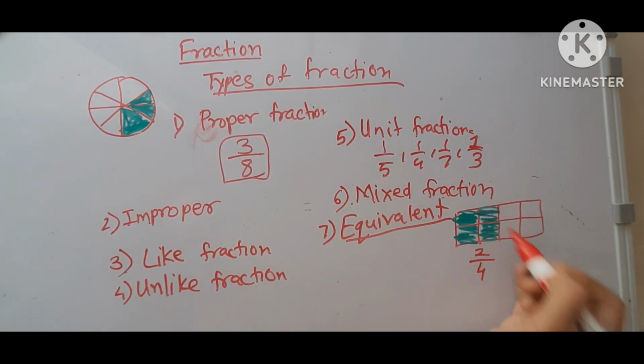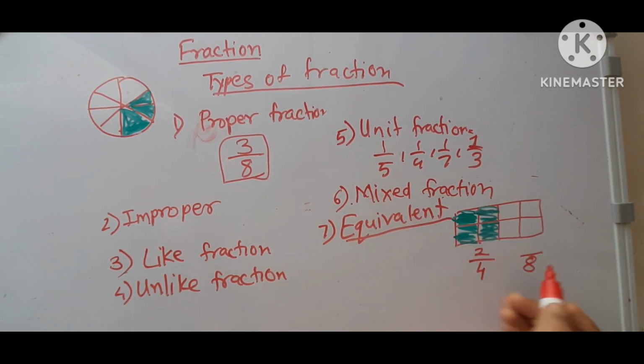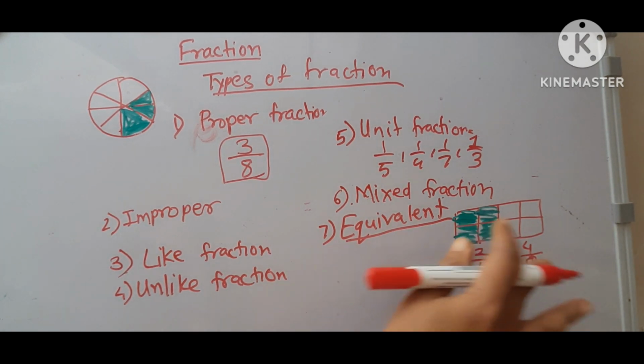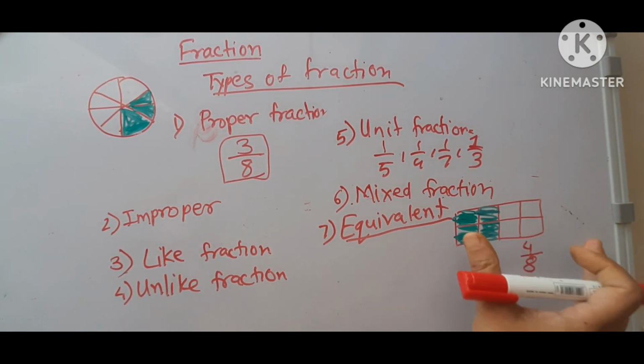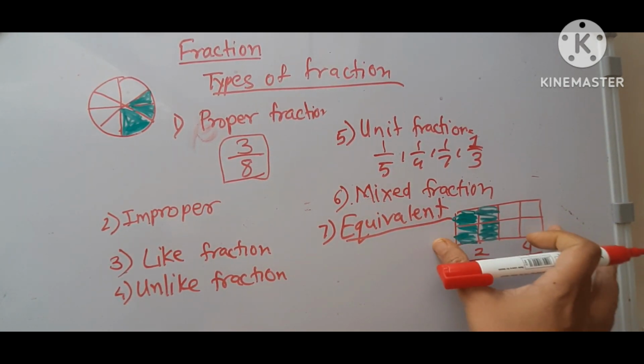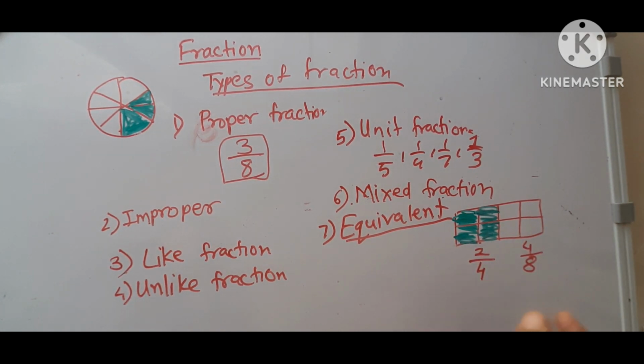Now if I have to find out what fraction of the diagram is colored. How many pieces are there now? 8. And how many are colored? 4. It is representing the same value. There is no change in the value. So these two fractions are known as equivalent fractions. 2 by 4, 4 by 8, they are equivalent fractions because they are representing the same value.